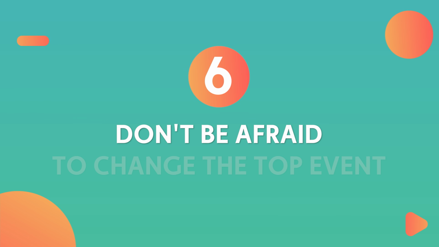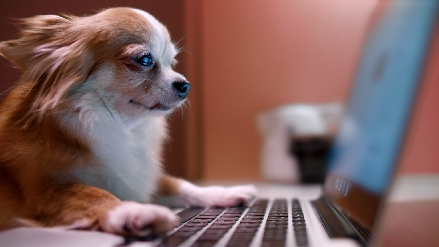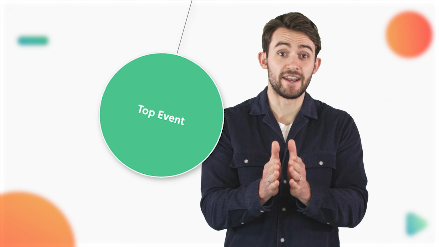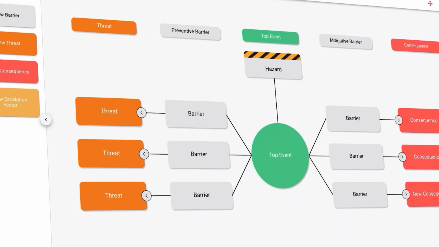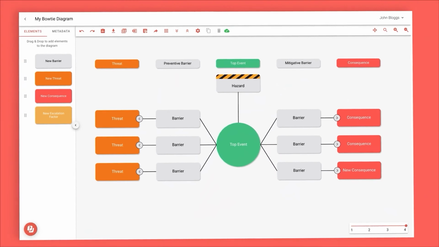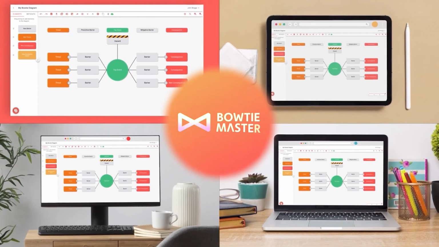Don't be afraid to change the top event. Choosing the right top event is crucial, but challenging. So be prepared for an iterative process. Once you begin formulating the rest of your diagram, it may become clear that the top event doesn't necessarily reflect the scenario you're trying to capture. Or you might realize that your top event is too broad and should actually be split up into multiple diagrams, which is a common scenario. This can ultimately lead to more sessions to create them.